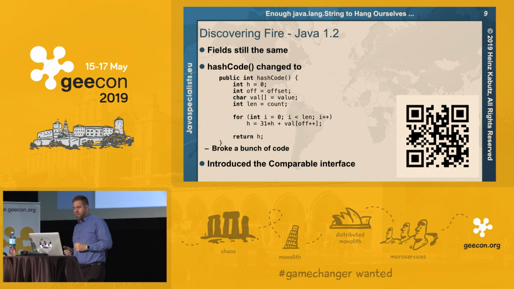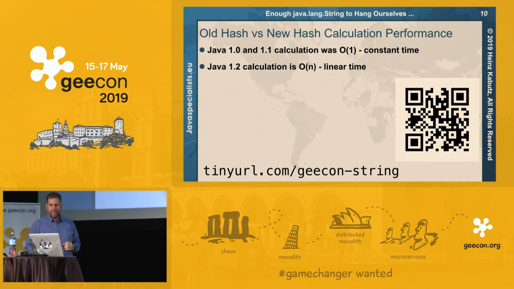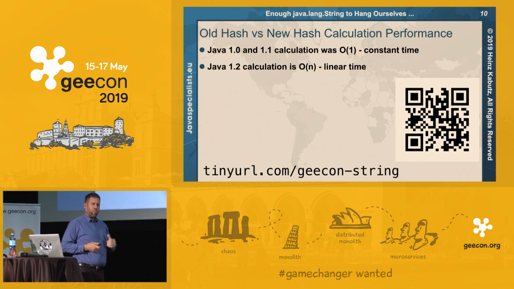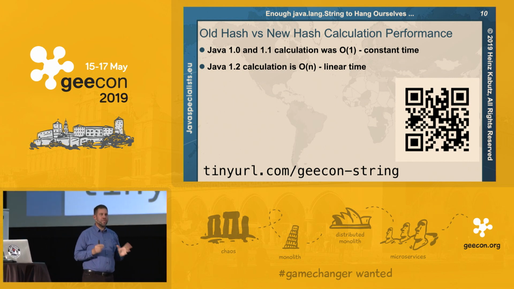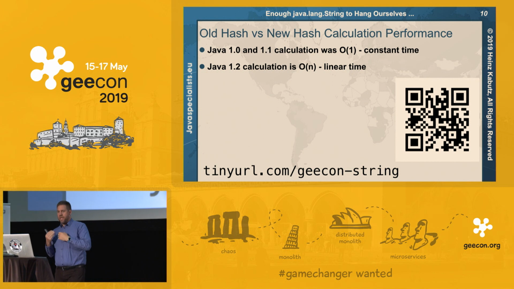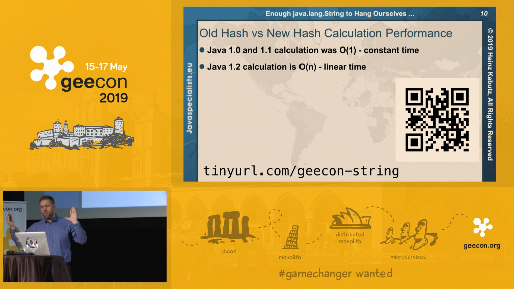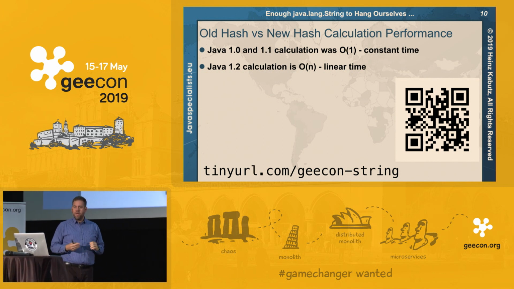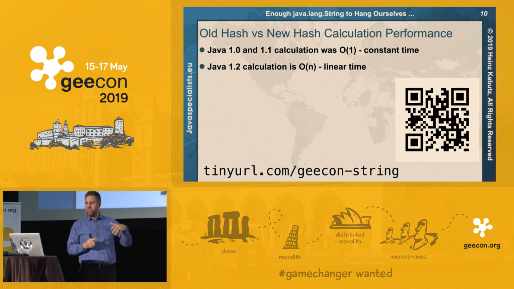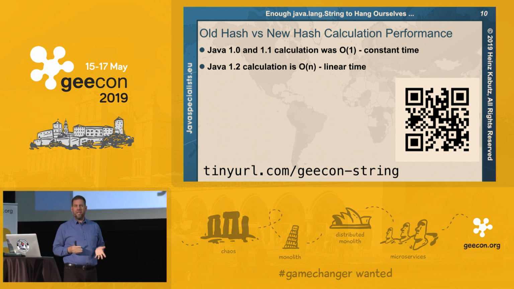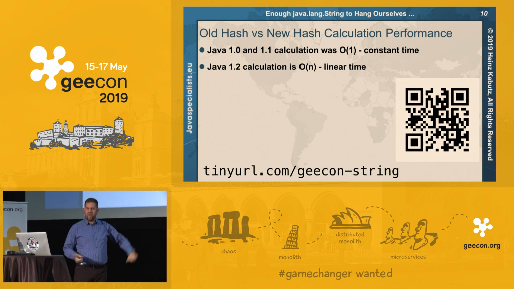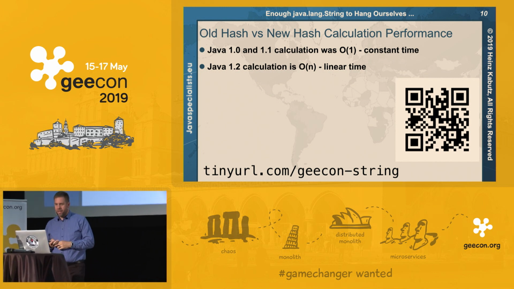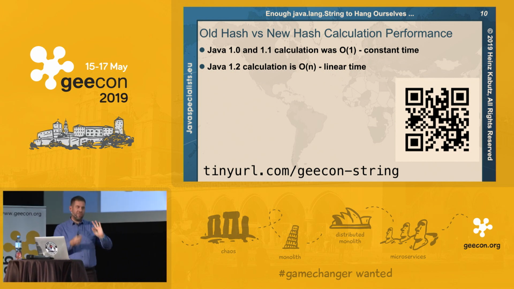They also introduced the Comparable interface. Now, in Java 1.1, the hash code calculation of a string was constant in time. You could never get a worse case than order 1. In Java 1.2, the calculation changed to linear time, because we now looked at every character, not only 8 characters within the string. So if you have 1 million characters, you have to look at 1 million values and add them up.